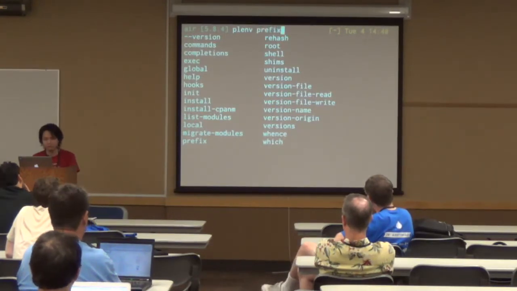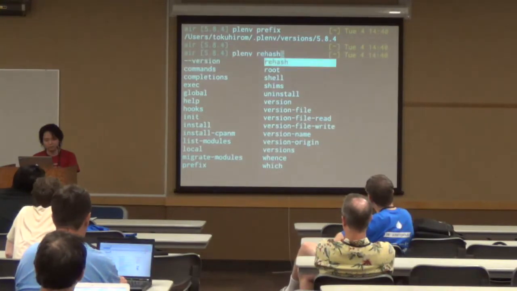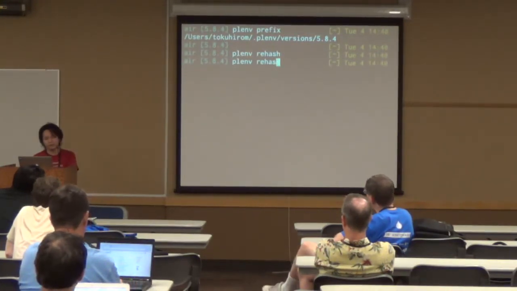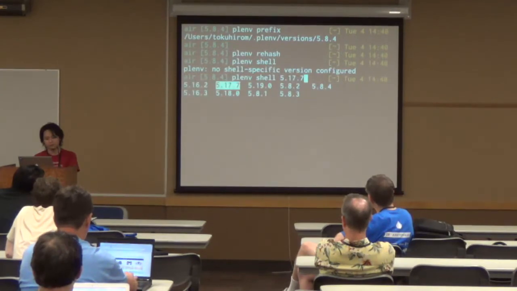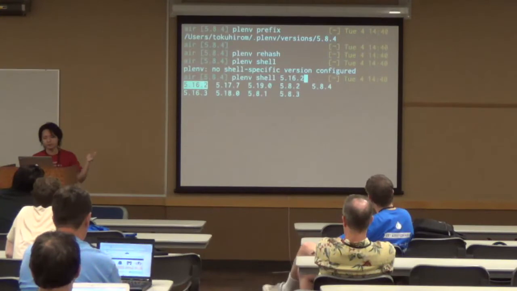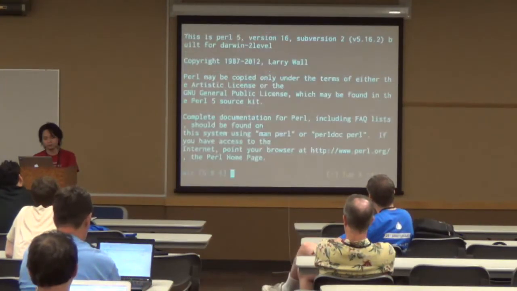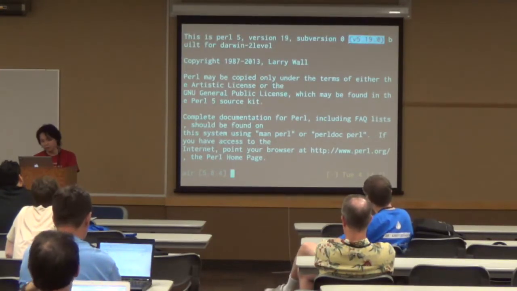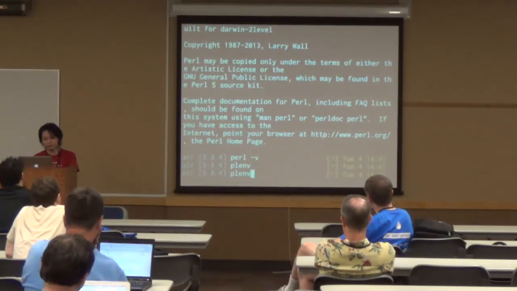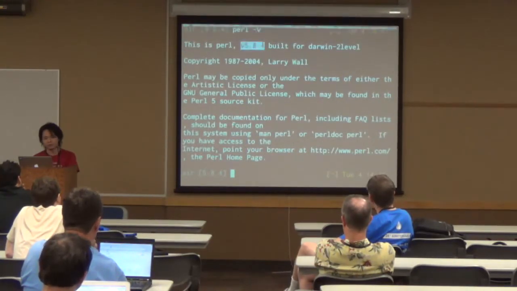The plenv prefix command displays the installed Perl version path, and the plenv rehash command recreates shims files. plenv shell sets the PLENV_VERSION environment variable for the current shell. So it is set, then the Perl version is 5.16.2. plenv shell 5.18.0, then the Perl version is 5.18.0. And plenv shell --unset, then the Perl version is back to 5.8.4.